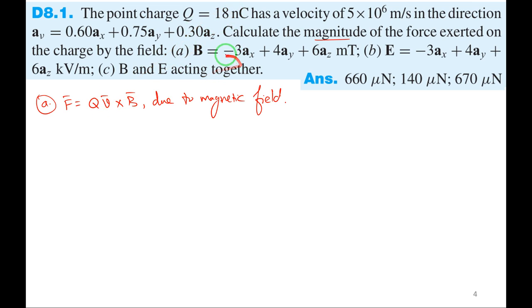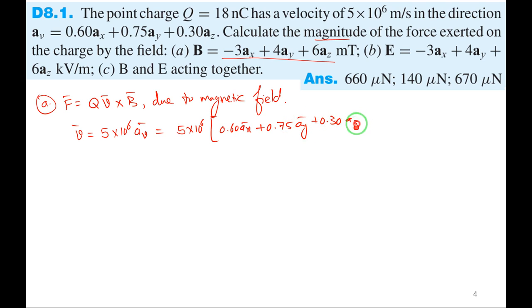What is V vector? They have given this millitesla, but what about V vector? Let me first write V vector. The magnitude is 5 into 10 power 6 meters per second, but direction is important. In which direction? It is AV vector. So this is 5 into 10 power 6 into AV vector, which is 0.60 AX plus 0.75 AY plus 0.30 AZ. Is it fine? So this is V vector.